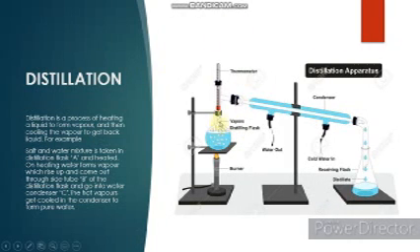This is the distillation flask, I named it A. This is the side tube, I named it B. This is the condenser, I named it C. So first of all, take the mixture in the distillation flask and heat the content.